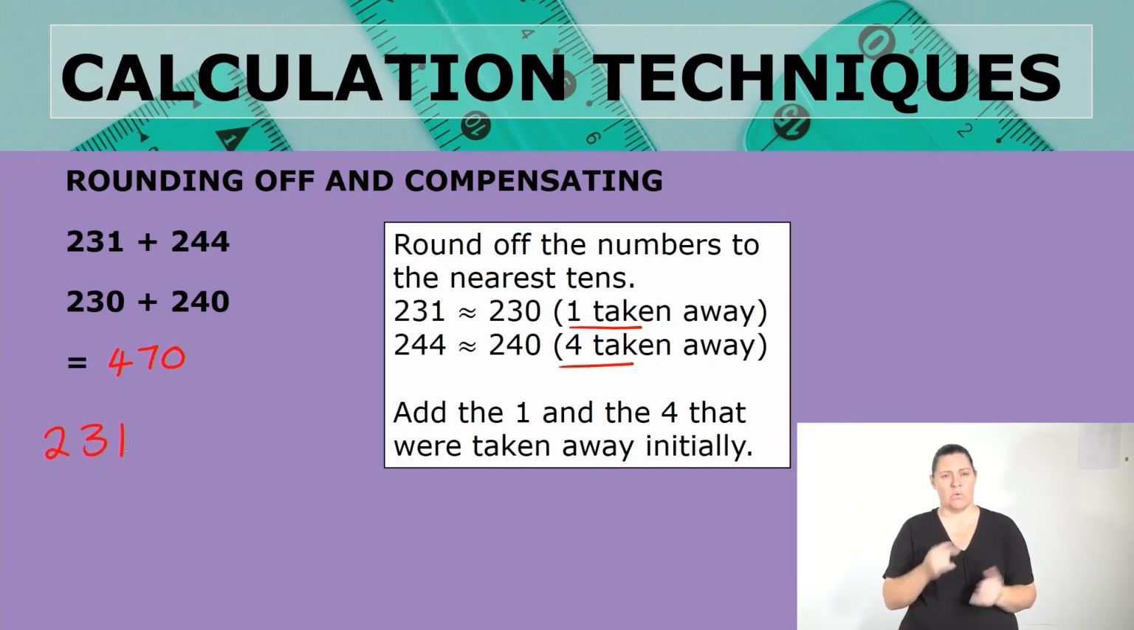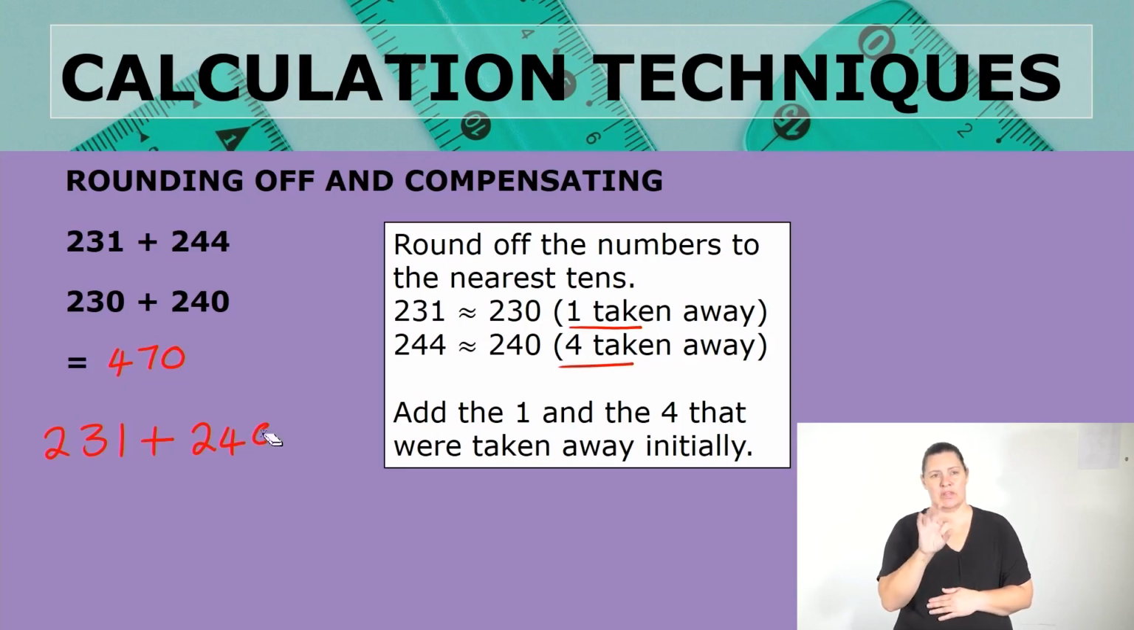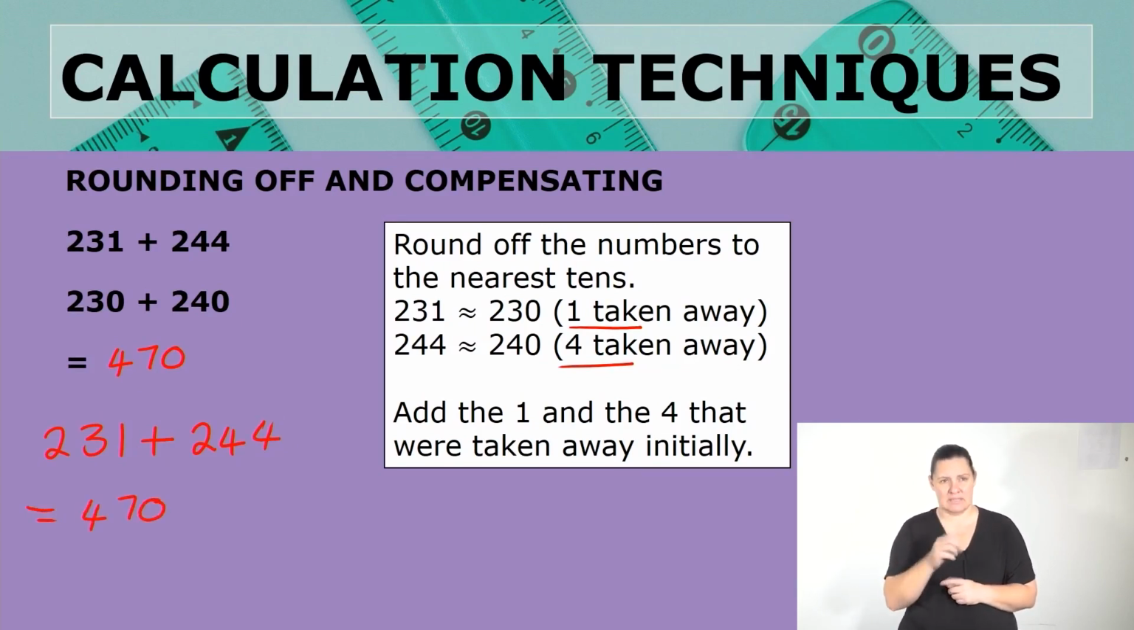But now, because I've taken away 1 and I've taken away 4, I need to add them back. That means now with 231 plus 244, I am going to have the 470 plus the 1 plus the 4. And my final answer is going to be 475. Let us move on.